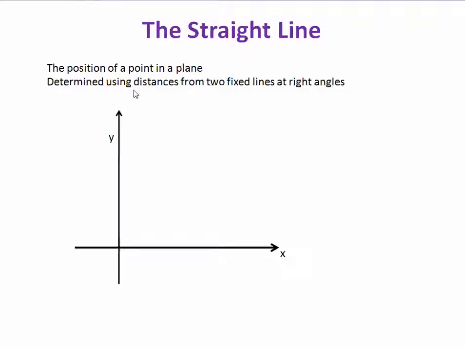Now, the position of a point on a plane is determined using the distance between two fixed lines at right angles. So we have these two fixed lines at right angles, and we call this vertical line the y-axis and this the x-axis. So the horizontal is the x-axis, and the lines continue this way to the left and this way downwards. Upwards here we have positive integers, over here we have positive integers, and to the left we have negative, and downwards we have negative integers, and they are at regular intervals.